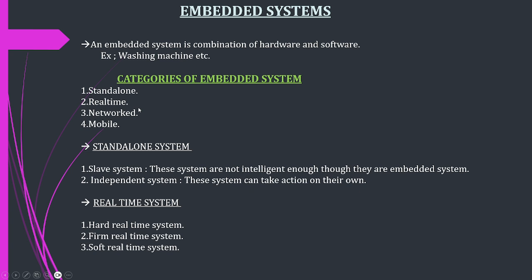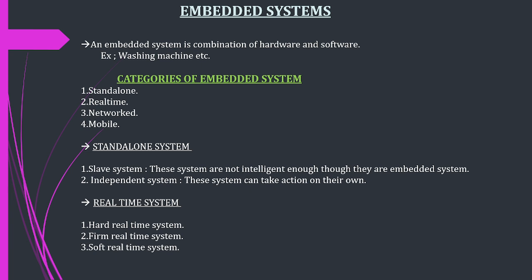Next, real-time embedded system. These are embedded systems that work on the basis of real-time computing, represented by a dedicated type of operating system like RTOS. Next, networked embedded system. Networked embedded systems are collections of processing nodes which are spatially distributed and have varied functionality. Next, mobile embedded system. Mobile-based embedded systems are small systems that are designed to be portable.